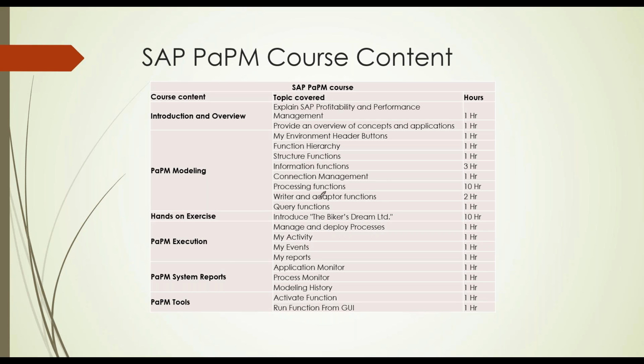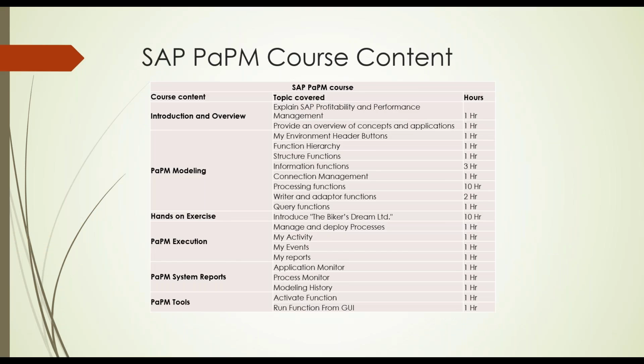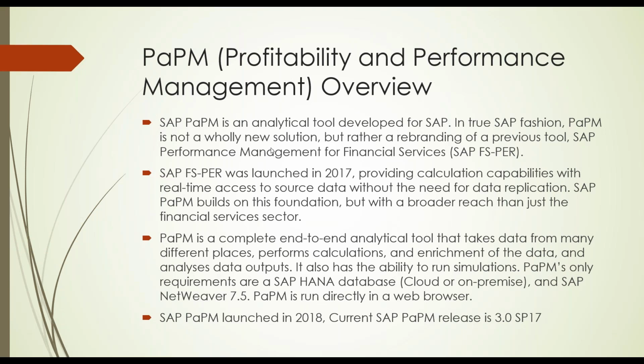Why do we use PAPM? What is the main function of PAPM? Because if we are talking about allocation, then in S4 there is already an allocation process, right? Cost center allocation, or top-down distribution. So from top to lower.